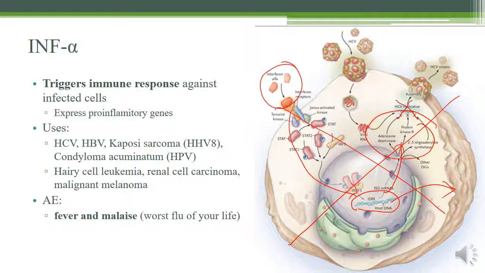This interferon alpha is often used for hepatitis C, but it can also be used for hepatitis B virus, Kaposi sarcoma, which is HHV8, and condyloma acuminatum, which is HPV. Some other ways you could use it are for more cancerous etiologies, because cancers can also benefit from an immune response. This is more specific for hairy cell leukemia, renal cell carcinoma, and malignant melanoma.